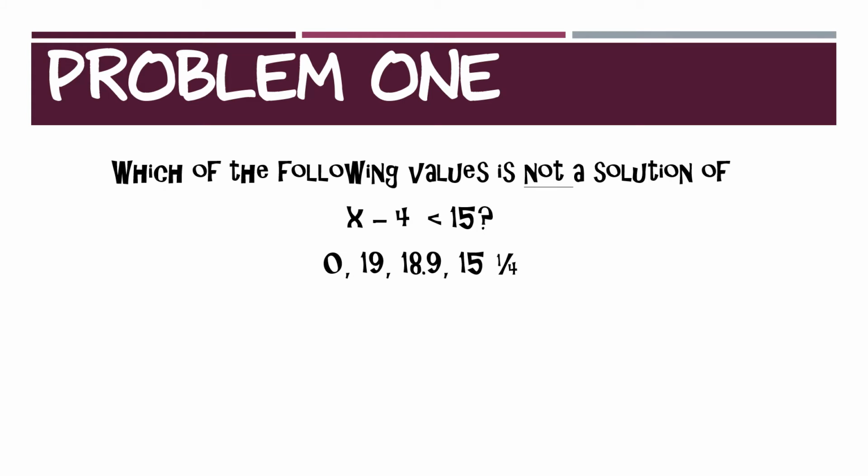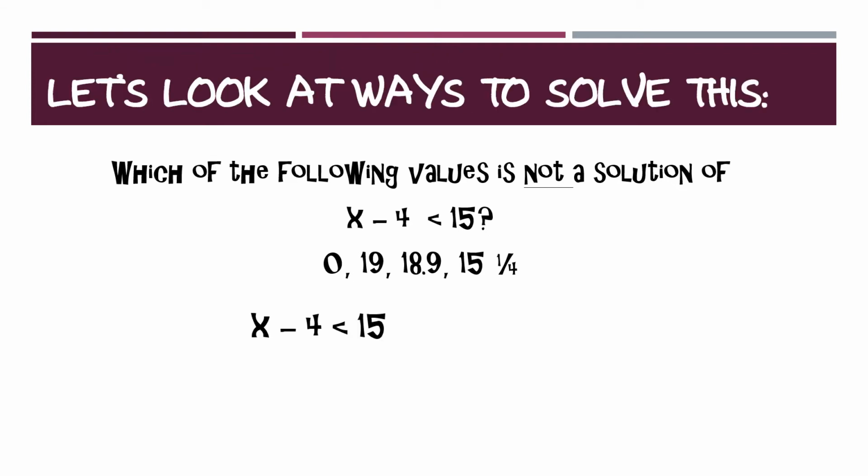Problem 1. Which of the following values is not a solution of x minus 4 is less than 15? 0, 19, 18 and 9/10, 15 and 1/4. Take a minute, pause the video, come up with an answer. Let's look at ways to solve this. As you can see, I brought my inequality down so that I can work with it.